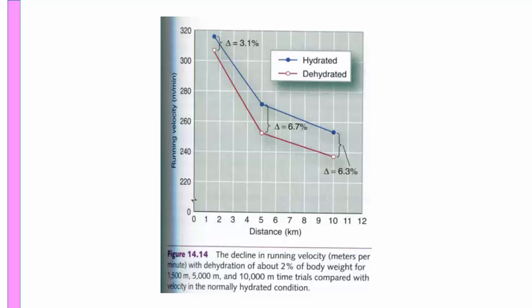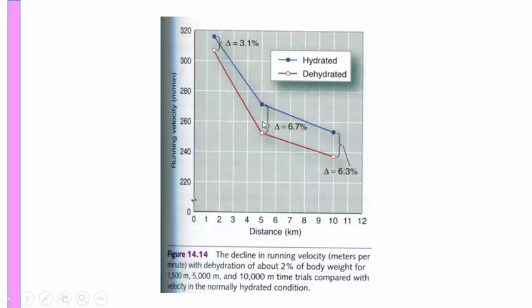And we can see how much our hydration level, and therefore stroke volume, really affects our athletic performance. So on the x-axis we have distance, different distances of races, and on the y-axis we have running velocity, how fast they're running. The blue line shows someone when they're hydrated, and the red line shows when they are dehydrated. If we look at this person's running velocity when they ran a 1.5 kilometer race, you can see that they decreased their running velocity by about 3.1%.